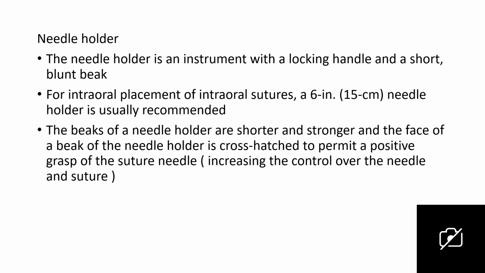So, instrumentation. To do suturing, you need some instruments. First of all, you need a needle holder. The needle holder is an instrument with a locking handle and short blunt beaks. For intraoral placement of sutures in the mouth, a 6-inch or 15 centimeter needle holder is usually recommended. The beaks of the needle holder are shorter and stronger, and the face of the beak is cross-hatched to permit a positive grasp of the suture needle, increasing the control over the needle and the suture.